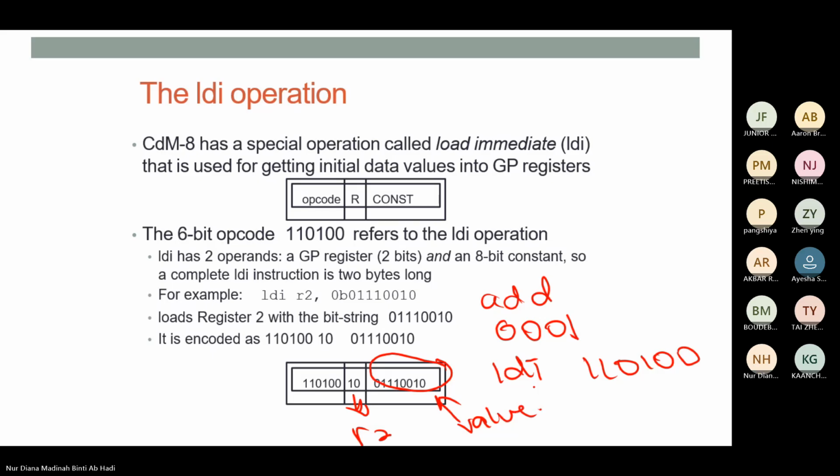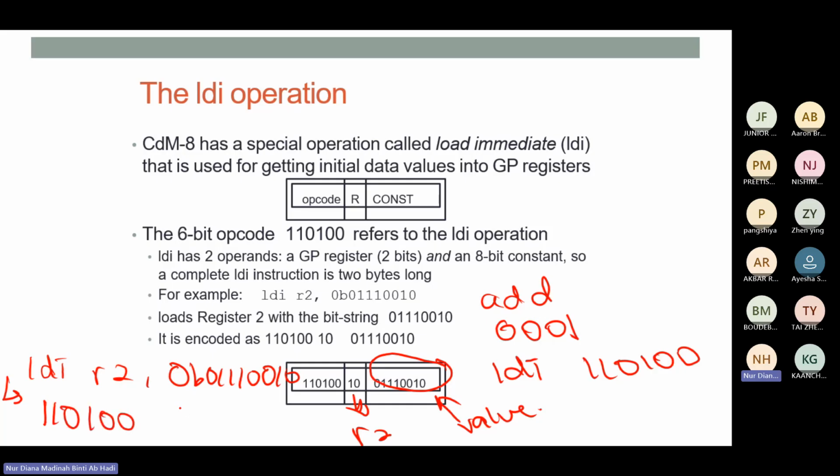Load your register 2 with the bit string 00111010. It will be encoded like this. When we combine LDI R2 0B 00111010 and convert it into a bit string representation, it will be 110100. Then your register is 10. And then you put your value 00111010. So far here, do you have any questions?